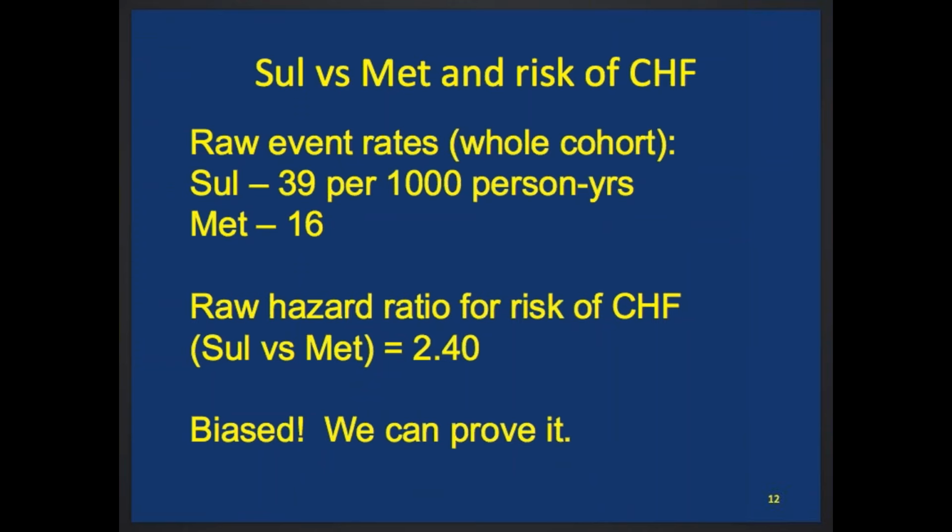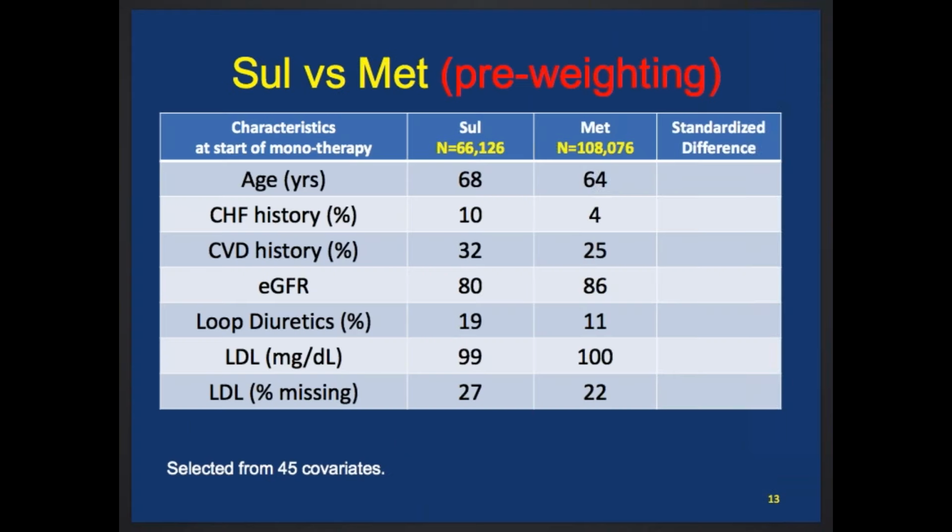The raw event rates in this version were around 39 per 100,000 person years for SOL and 16 for MET. So in our raw hazard ratio of 2.4. But this is biased, and we can prove that it's biased because we can just look at the distribution.